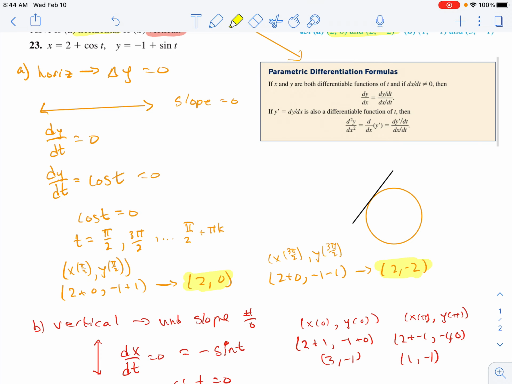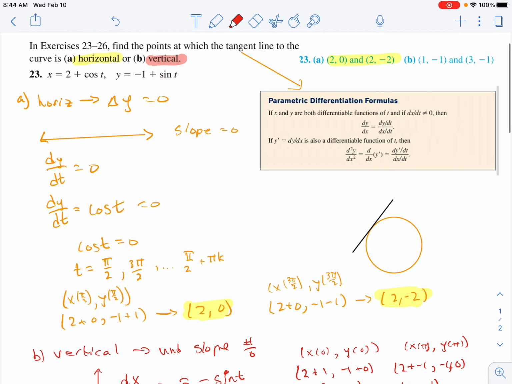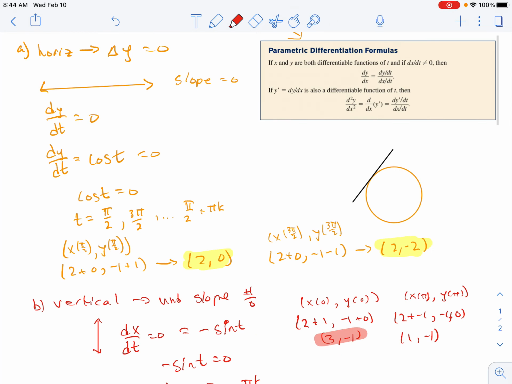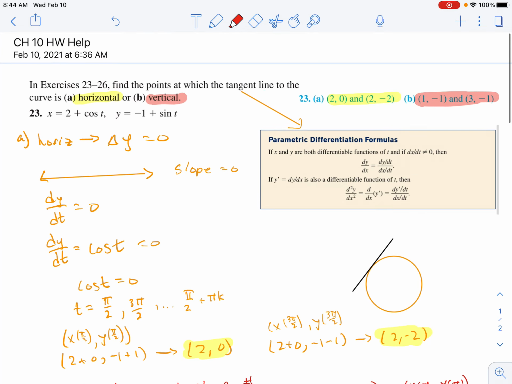And those should match our answers up here. We got (1, -1) and (3, -1) as our two answers. And so that's how we would get it.